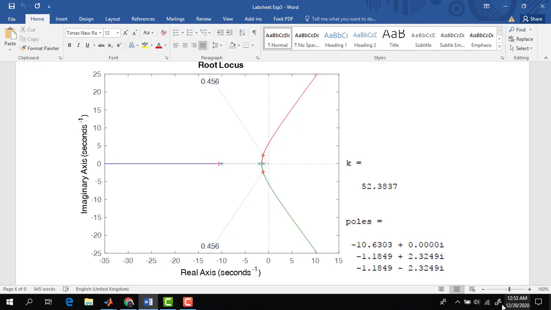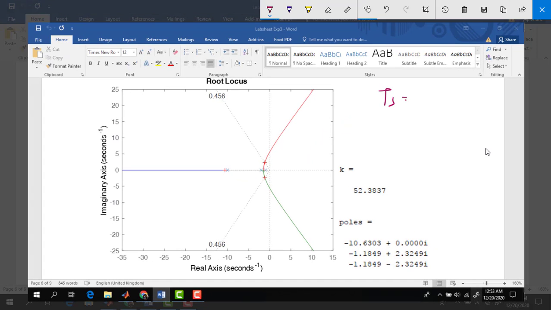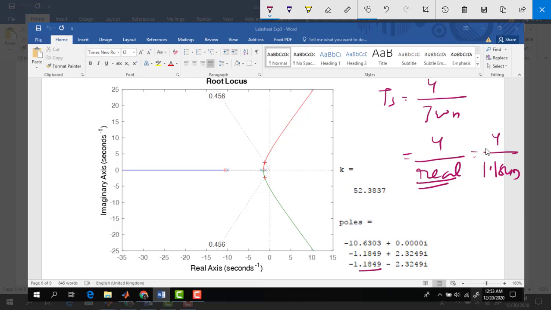Let's analyze it. As I have said previously, settling time Ts is 4 by zeta omega n. Again, I have mentioned that zeta omega n is the real part of the complex conjugate pole pair. So it is something like 4 by real part. The real portion of the complex pole is now 1.1849. So settling time will be 4 by 1.1849. Whatever it is, you need to decrease the settling time by 2. So let's analyze this from a different perspective.